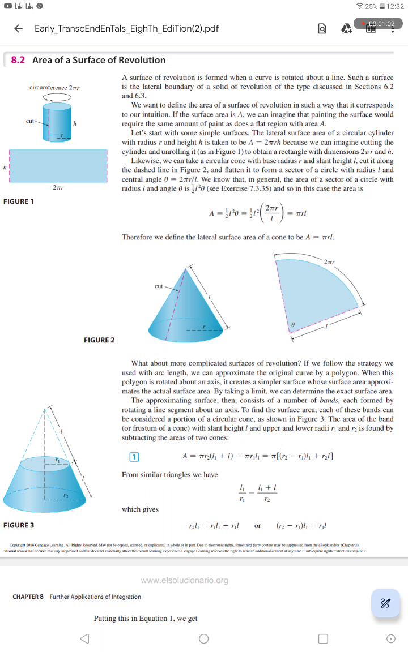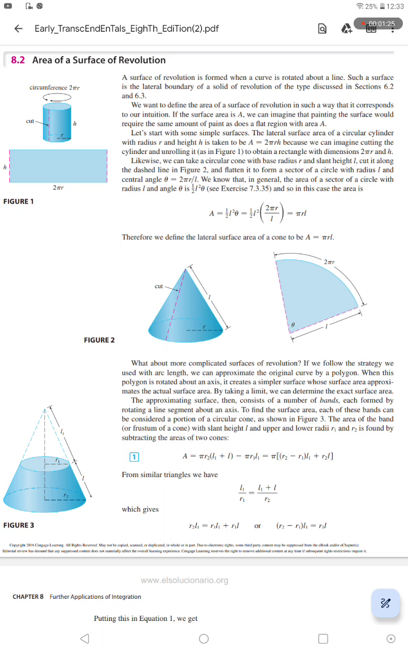The lateral surface area of a circular cylinder with radius r and height h is taken to be big A equals 2 pi r h, because we can imagine cutting the cylinder and unrolling it as in figure 1 to obtain a rectangle with the dimensions 2 pi r and h.